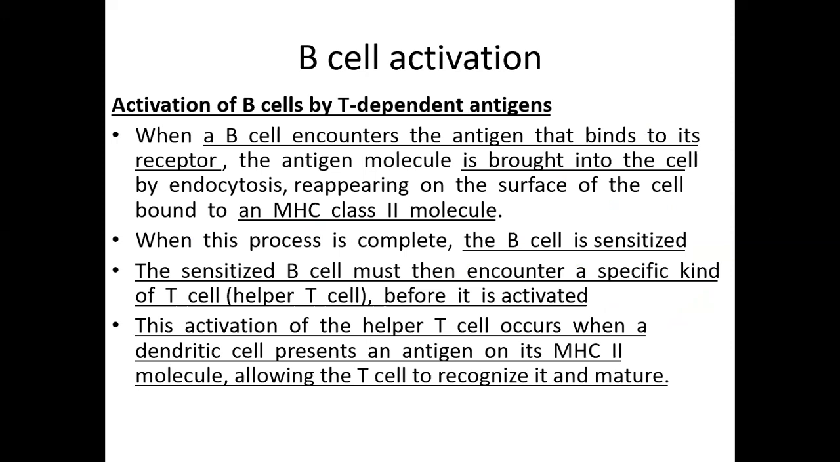B cell activation by T-dependent antigen. When a B cell encounters the antigen that binds to its receptor, the antigen molecule is brought into the cell by endocytosis, reappearing on the surface of the cell bound to the MHC class II molecule. When the process is completed, the B cell is sensitized. The sensitized B cell must then encounter a specific kind of T helper before it is activated. This activation of T helper cell occurs when a dendritic cell presents an antigen on its MHC class II molecule, allowing the T cell to recognize and mature.